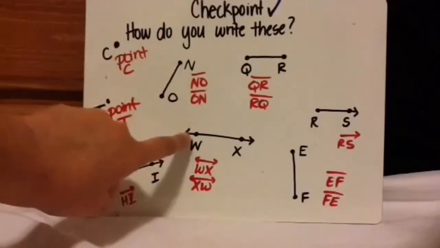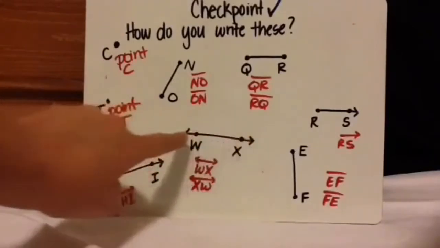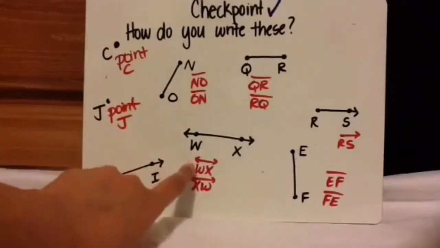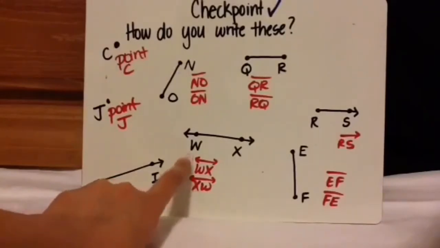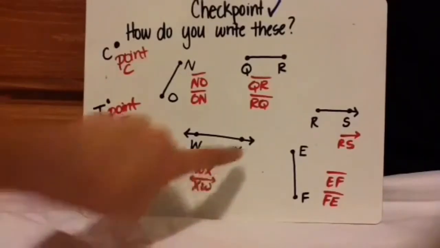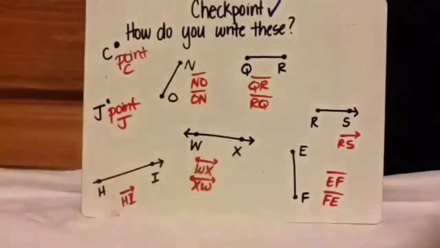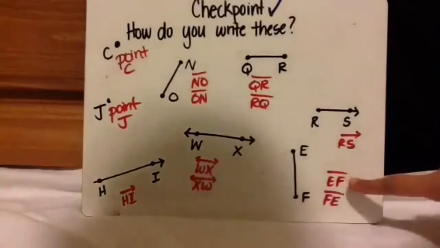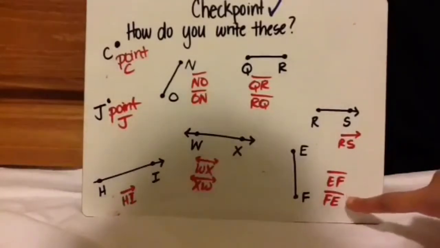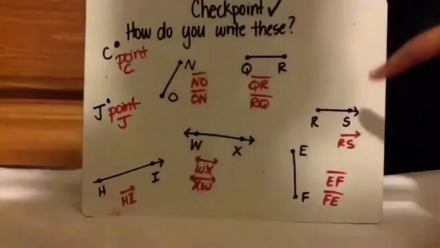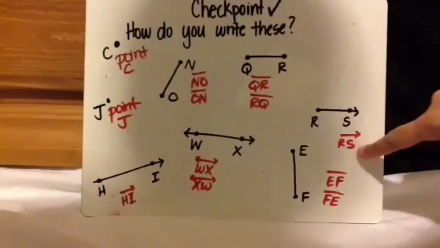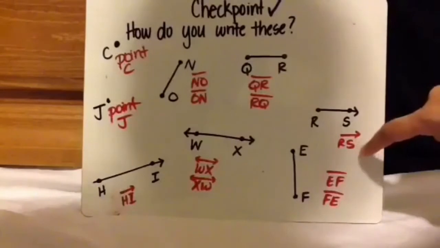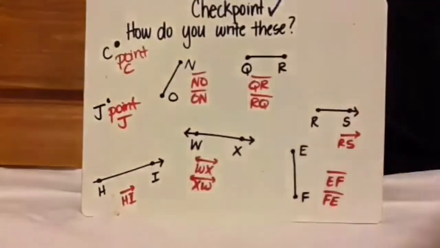This one is a line. It's forever going because of the 2 arrows, so it can be line WX or line XW, and notice these have arrows on top. This one is a line segment, so it can be line segment EF, or you can read it the other way, line segment FE. And then the last one, this is a ray. Starting point is R, forever part is S, so it's ray RS.